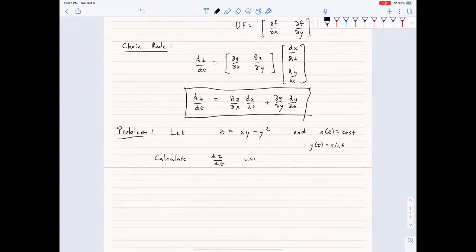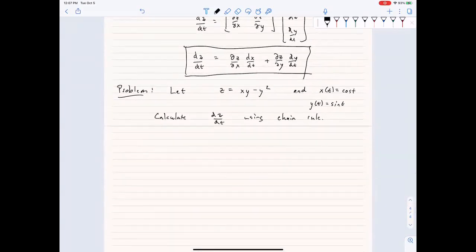Using the chain rule. In some of these cases, it's not hard just to go ahead and put in the functions, compose the functions, and go from that standpoint. However, the chain rule can be used in a lot of different contexts where you don't have all the information you need to do that. All right, so let's do this with the chain rule.